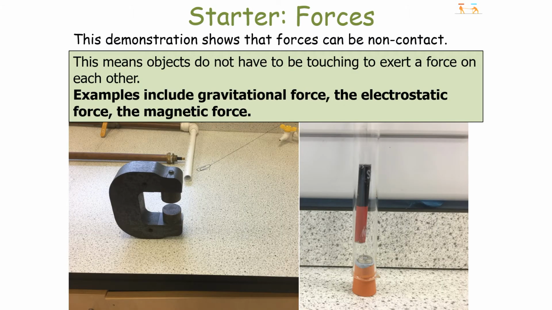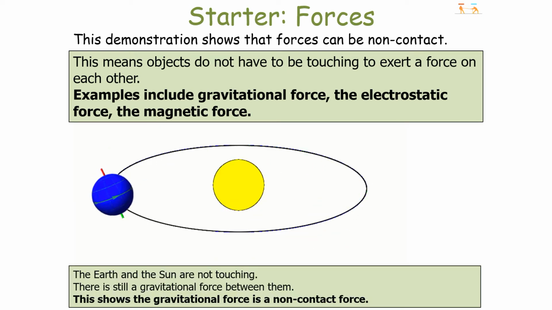Now, the following demonstration of a paperclip being levitated near a magnet or a magnet levitating near another magnet indicates to us that not all forces have to be contact. Some forces can be non-contact. This means objects do not have to be touching each other to exert a force on each other. Examples of this include the gravitational force, the electrostatic force, and the magnetic force. So an example of this would be the fact that the Earth and the Sun are not touching each other, yet there's still a gravitational force between them.